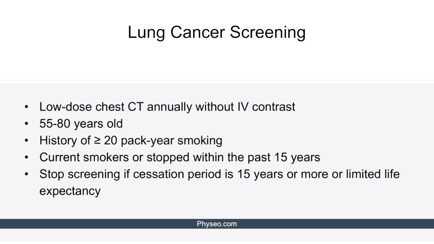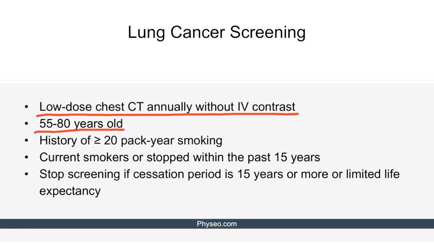Screening for lung cancer is done with a low-dose chest CT without IV contrast annually. Note that guidelines for lung cancer screening are different according to different organizations. In this lecture, we discuss guidelines according to the U.S. Preventive Services Task Force. All right, so which patients need lung cancer screening?